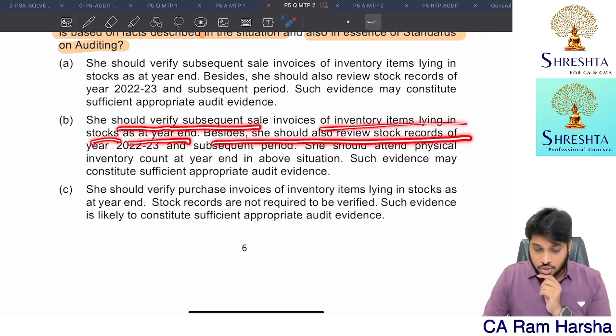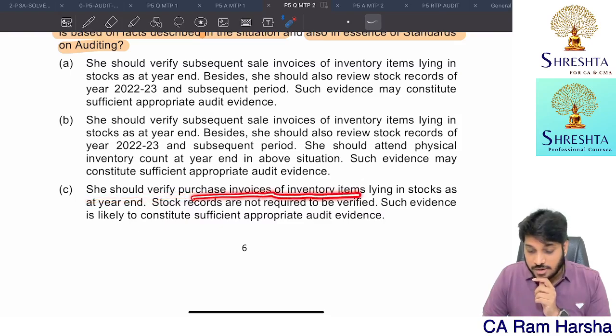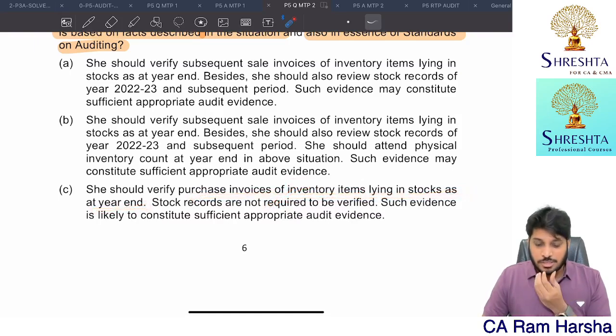Besides, she should also review stock records of 2023 and subsequent period. She should attend physical inventory count at the year end in the above situation. No, that's not possible because she was appointed in May. She should verify purchase invoices of the inventory items lying in the stock as at year end. No. How will you verify purchase invoices? Stock records are not required to be verified.